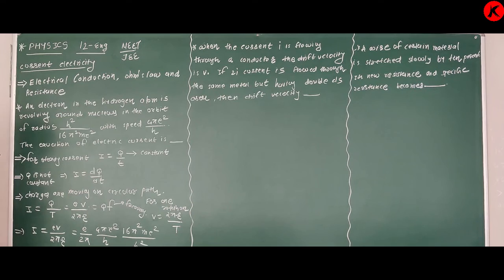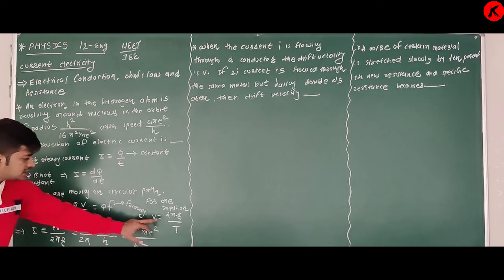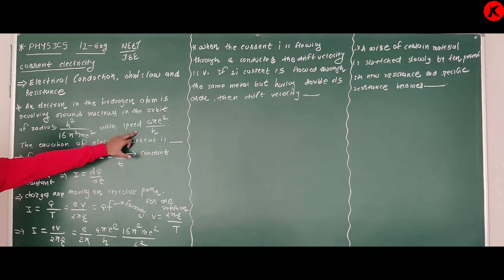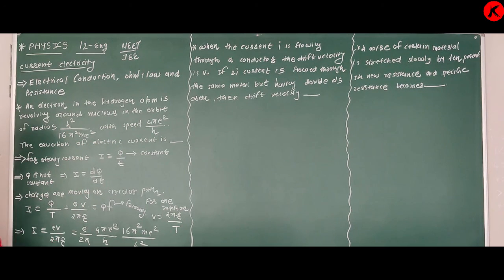Clear? So again, I is equal to Q upon T. If you make T the subject, then T is equal to 2 pi r upon v. e as it is, 2 pi as it is, v is given as 4 pi e square upon h, and 1 upon r means this reciprocal. Now you can easily simplify this. So this is one question based on electrical conduction, that is electric current.